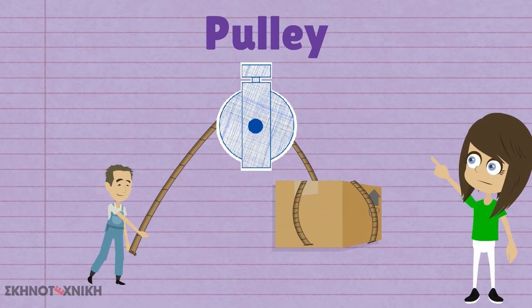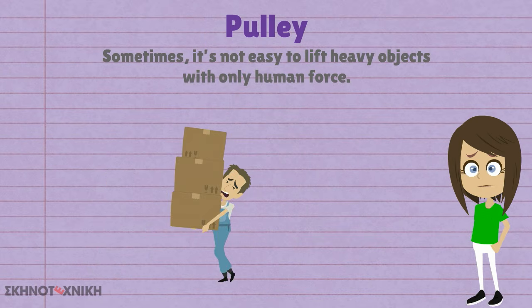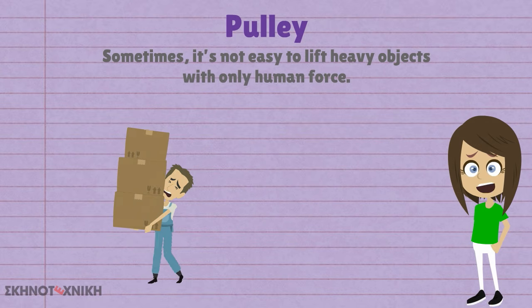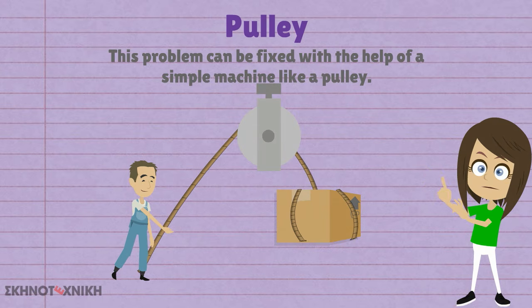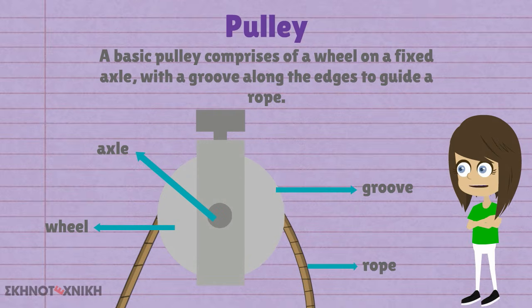Pulley. Sometimes, it's not easy to lift heavy objects with only human force. This problem can be fixed with the help of a simple machine like a pulley. A basic pulley comprises a wheel on a fixed axle, with a groove along the edges to guide a rope.